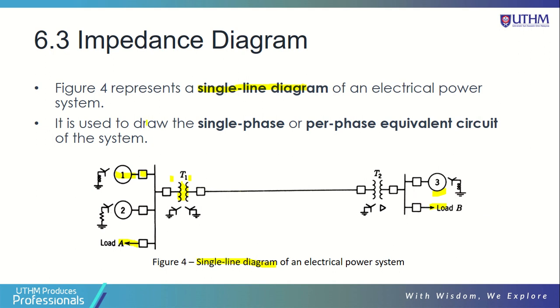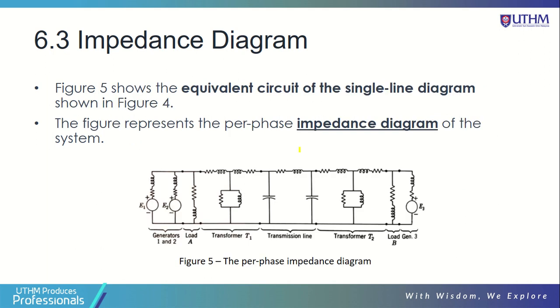Okay, the single line diagram is used to draw the single phase, or per phase, equivalent circuit. The per phase equivalent circuit basically represents the three-phase system. Figure 5 shows the equivalent circuit of the single line diagram, as shown in figure 4. The figure represents the per phase impedance diagram.